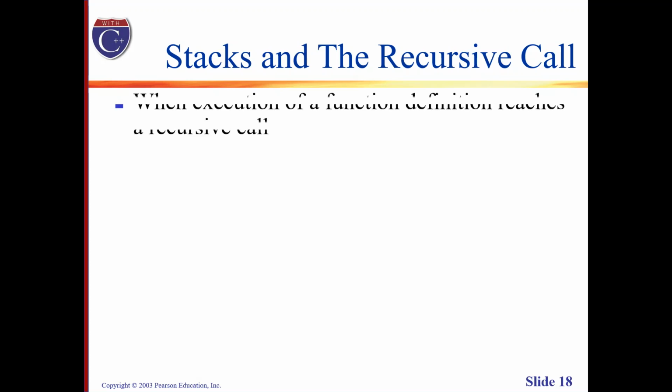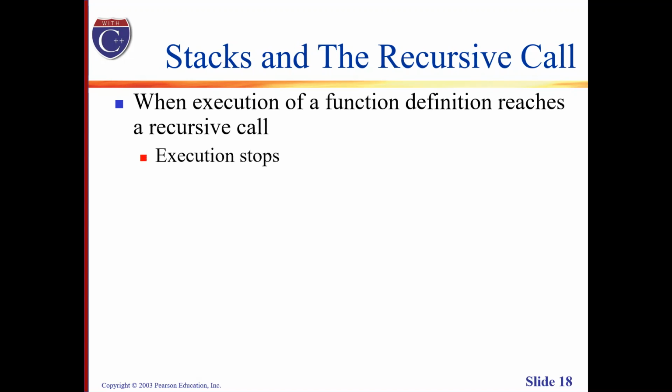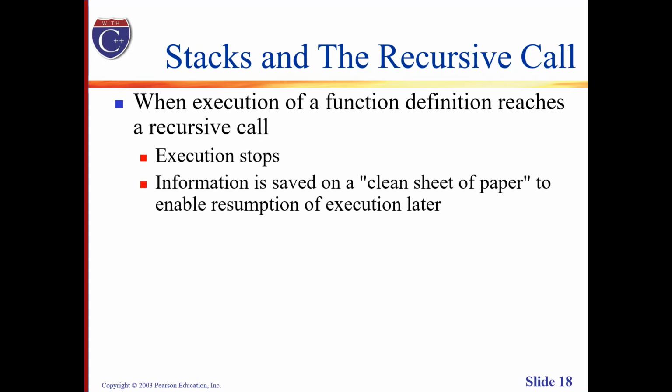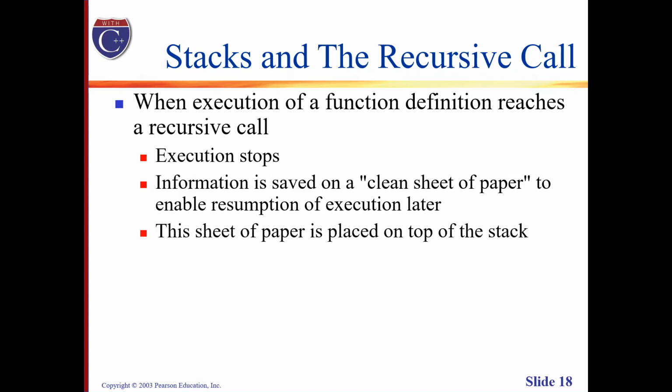So how do stacks and the recursive call relate with each other? When execution of a function definition reaches a recursive call, the execution stops. Then, information is saved on a clean sheet of paper or to a new memory location to enable resumption of execution later, thus allowing us to retrieve our previous output. By principle, this sheet of paper is placed on top of the stack, thus following the last in, first out principle of the stack data structure.